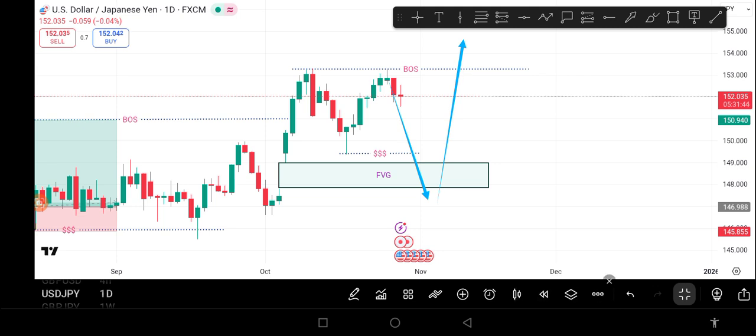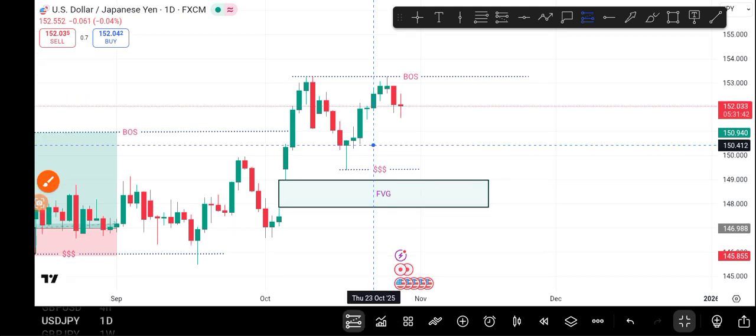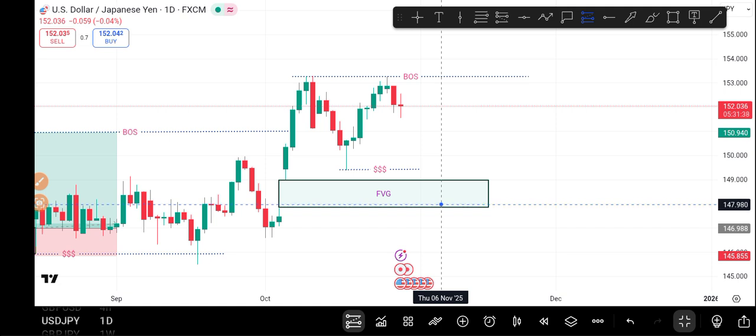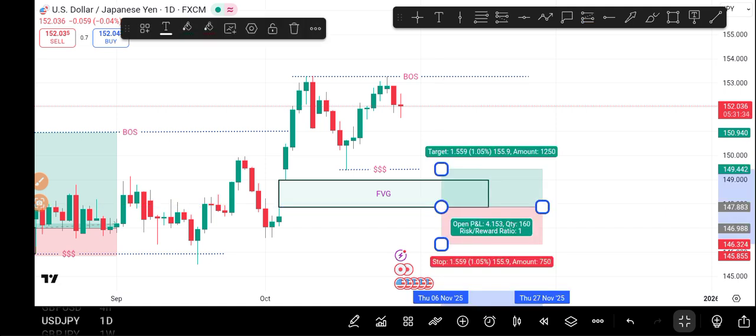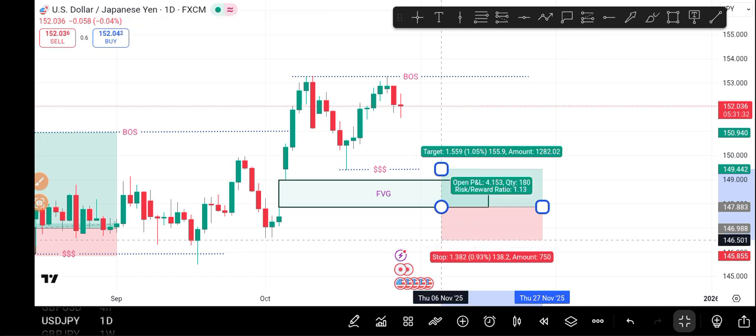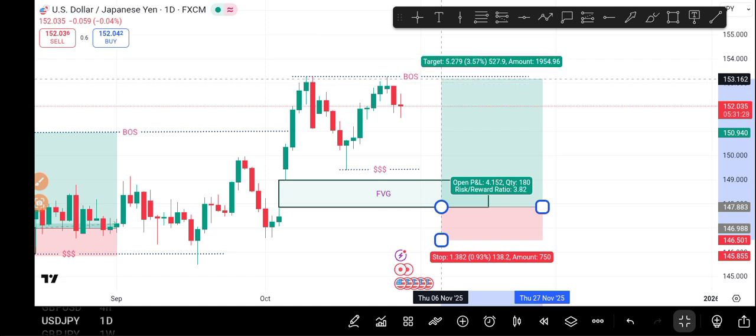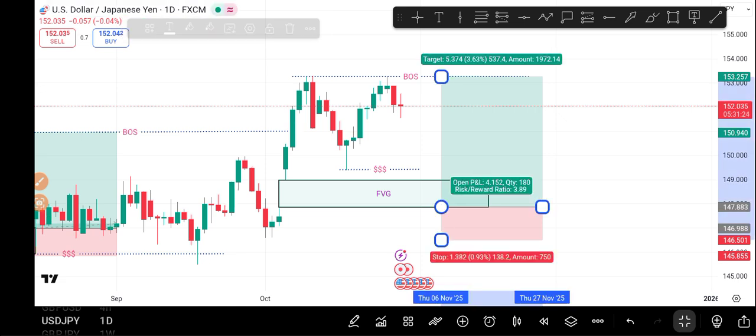Let me remove this first. So I'm expecting to take a trade from this point to the upside, but I am not going to enter blindly. I'll go to the lower time frame to check for a change of character before entering, and then I'll target this place. I'll not enter like that. So these are my predictions on the fair value gap. I believe you understand.